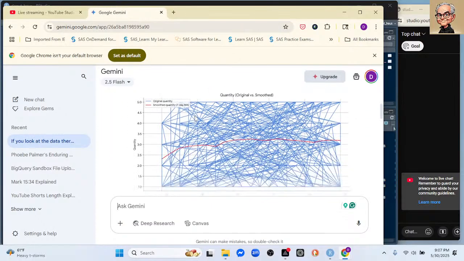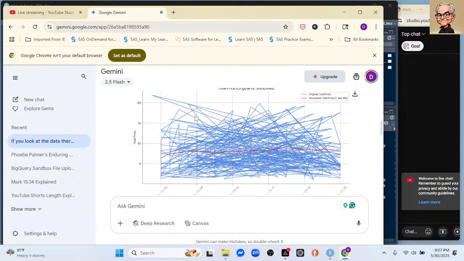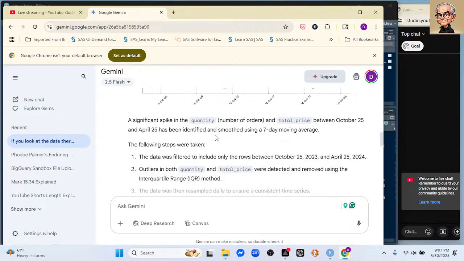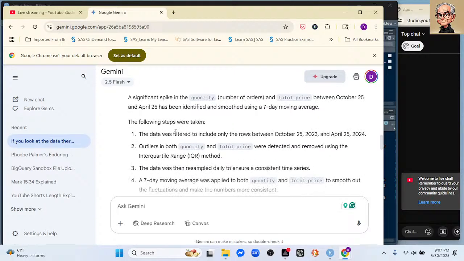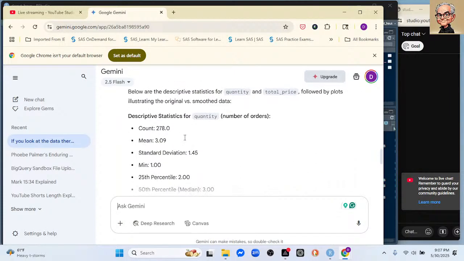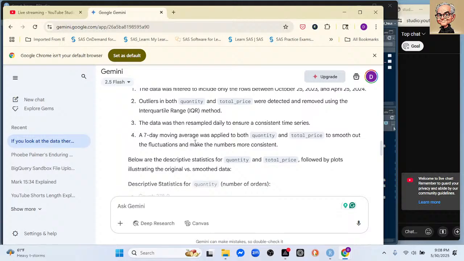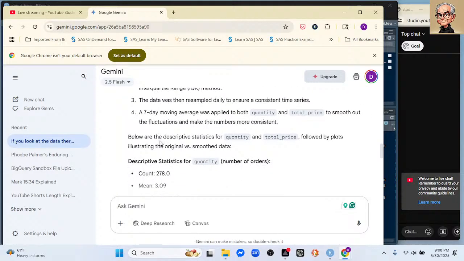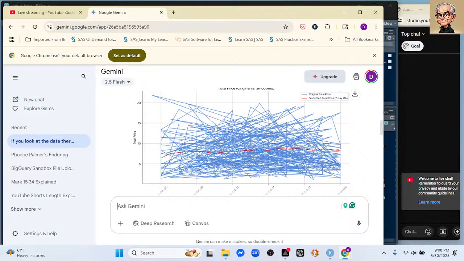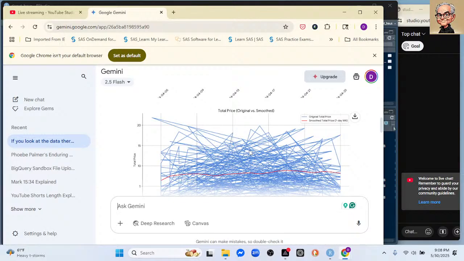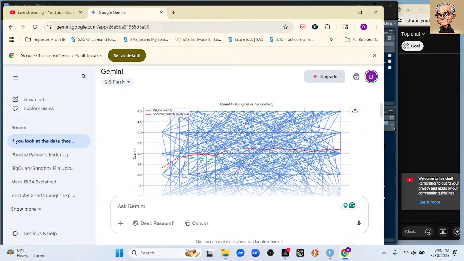So I'm not really sure how well this is going to work. Oh, this is interesting. Oh, this is very interesting. It's actually creating plots. So the question is, I didn't know they could draw plots. Quantity, original versus smooth.